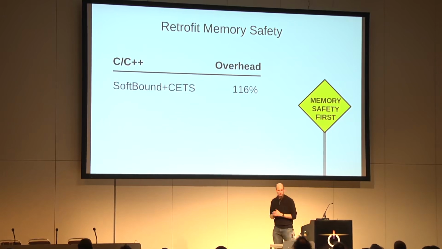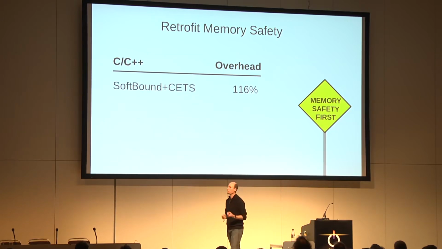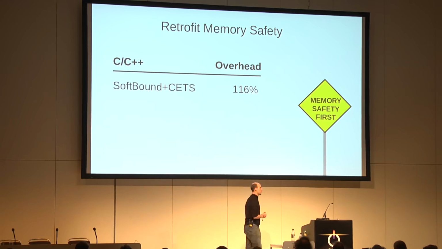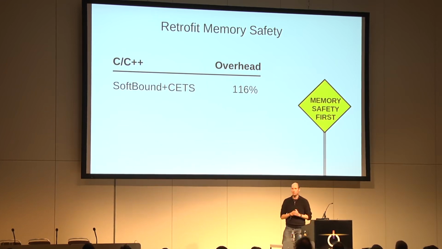So there's SoftBound plus CETS, which is a great defense mechanism that retrofits memory safety on top of C and C++. But it comes with an almost 120% price tag. So it's fairly expensive. Also, it's not exactly compatible with all the code. But it runs most of the code, or a lot of the code.